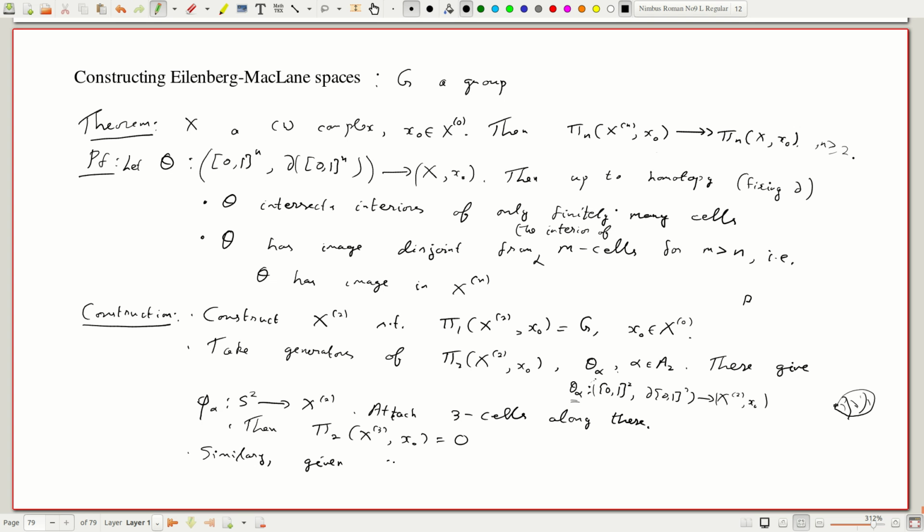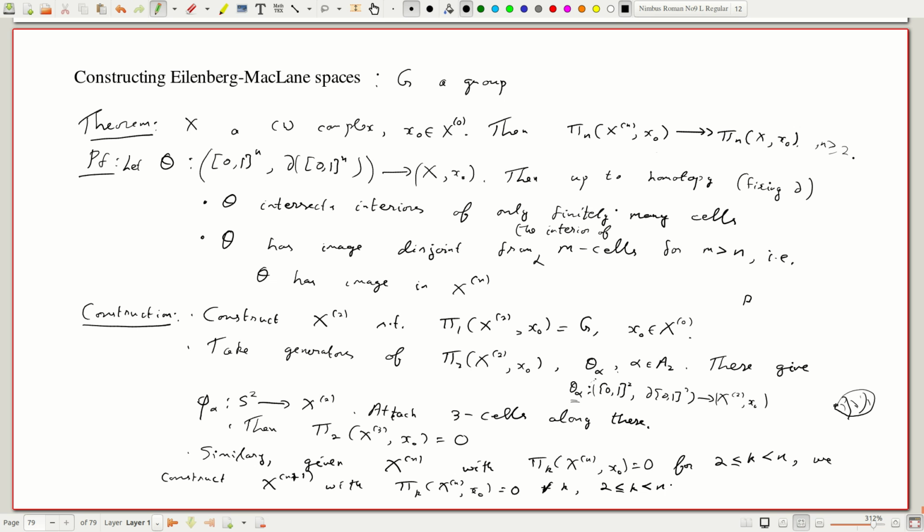given xn with pi k of xn x0 being trivial for 2 less than or equal to k and strictly less than n, we construct x(n+1) from xn by adding n+1 cells, with pi k of x(n+1) x0 being 0 for all k with 2 less than or equal to k strictly less than n+1, that is, we include n in these things, and then let's just say take the limit.